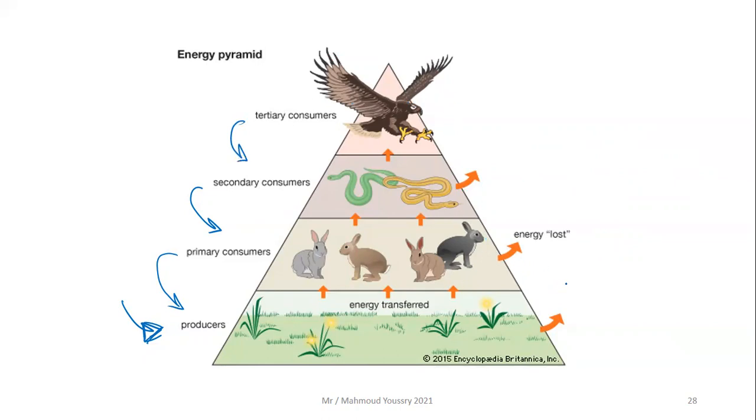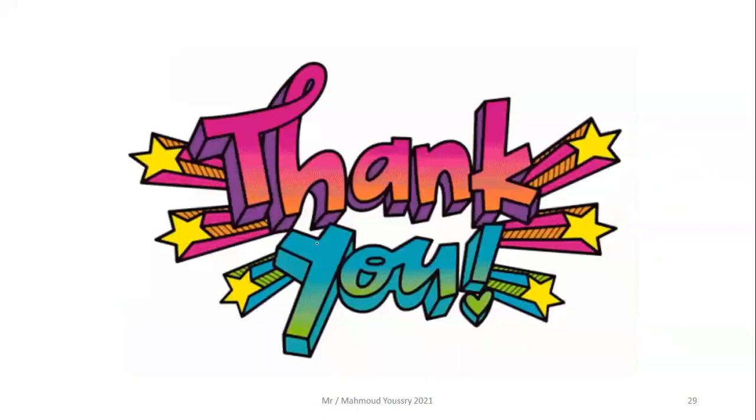So each level contains a lesser number of individuals than the previous one, and the energy is lost from one level to another till it gets to the top carnivore. I hope you understood this part.